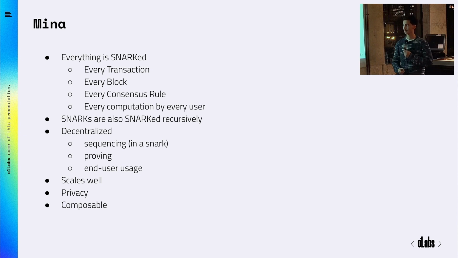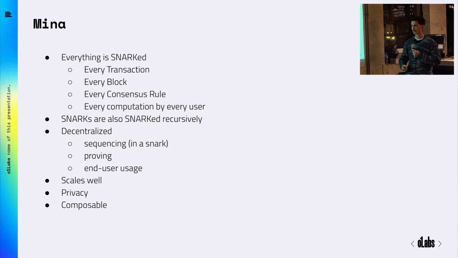It's decentralized. The sequencing, proving, and end user usage is decentralized thanks to snarks. So we don't need services like Infura or Alchemy to interact with the blockchain. We have something called light nodes, so users can have a succinct proof of the whole blockchain and some necessary data to verify and prove their accounts. Basically, users can interact with very succinct data and without an intermediary.